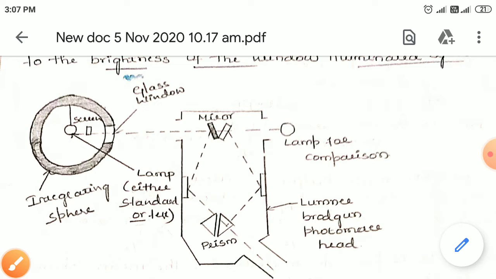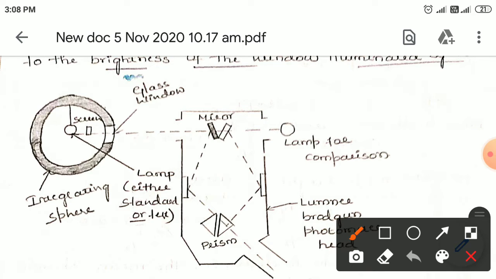So the illumination at every point on the internal spherical surface is the same and is proportional to the total light flux emitted by that particular lamp. Hence it is proportional to the mean spherical candle power of the lamp.